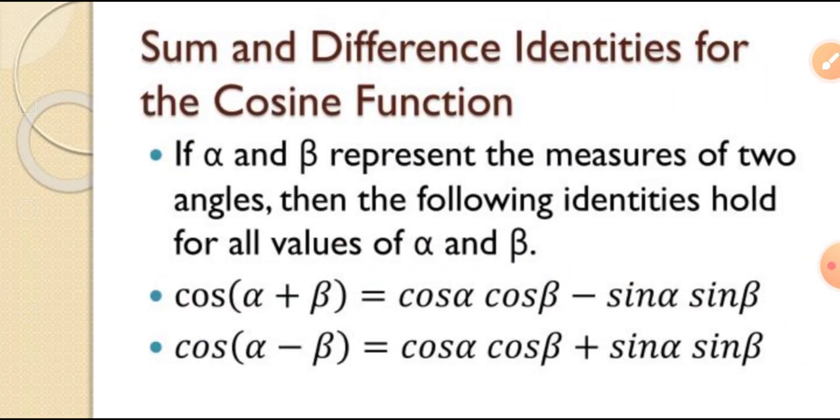If alpha and beta represent the measures of two angles, then the following identities hold for all values of alpha and beta. Cos of alpha plus beta equals cos alpha cos beta minus sin alpha sin beta. Cos of alpha minus beta equals cos alpha cos beta plus sin alpha sin beta.